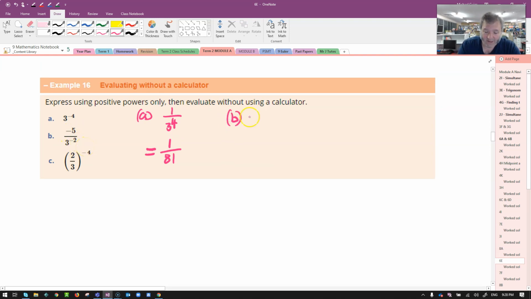Part B, negative 5 over 3 to the negative 2. Don't fall for the little trick here. Negative 5 is a number. It stays at the top. The 3 to the negative 2, it moves to the top. So negative 5 times 3 squared. Negative 5 by 9, negative 45.